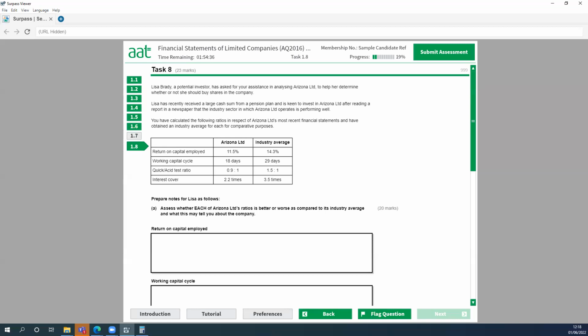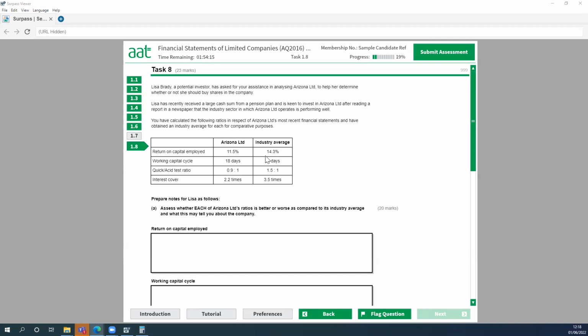Some of the things I say to the students, always, always, always, is make sure that you state the obvious. Is it good or is it bad? So is Arizona's return of capital employed better or not in relation to the industry average? It's not, is it? Because they're 11.5% against 14.3, means it's worse.